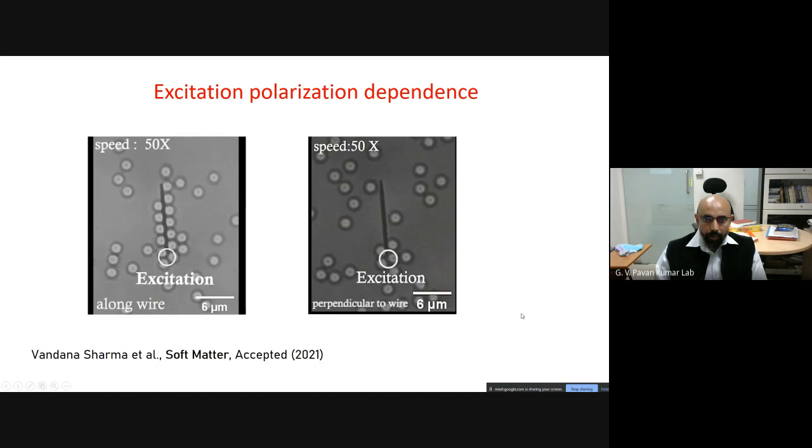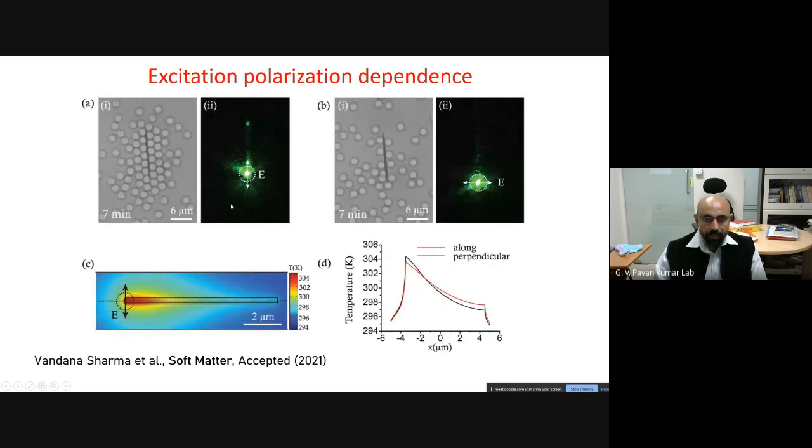Furthermore, you can look at this in certain detail and ask why this polarization dependence comes into the picture. One of the fundamental reasons is that the temperature gradients drastically change, because this gradient changes when you illuminate the wire along the length and perpendicular to the length of the wire. This is one of the possible reasons why the assembly process along the length and perpendicular to the length changes the dynamics of the colloids, and this has some very interesting implications.